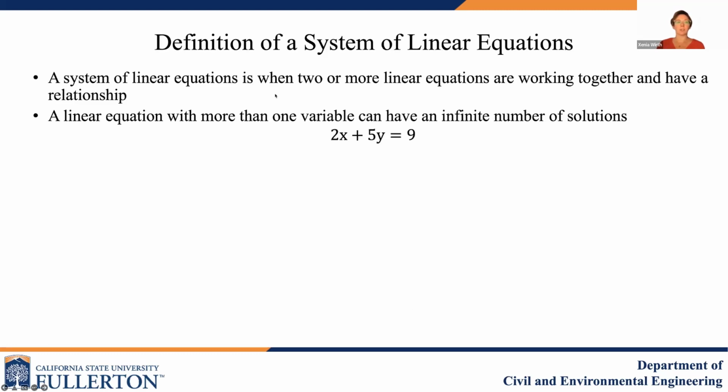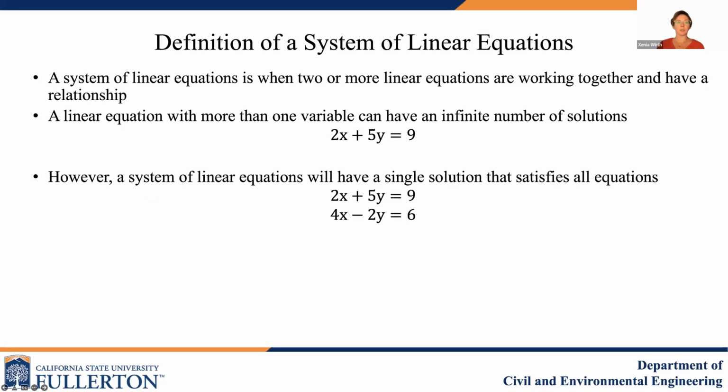A system of linear equations is defined as when two or more linear equations are working together and have a relationship. A linear equation with more than one variable can have an infinite number of solutions. For example, just this equation 2x plus 5y equals 9, there are many combinations of x and y that can cause this to be true.